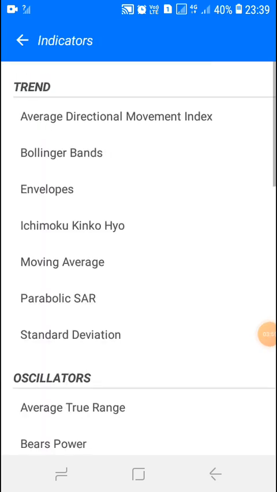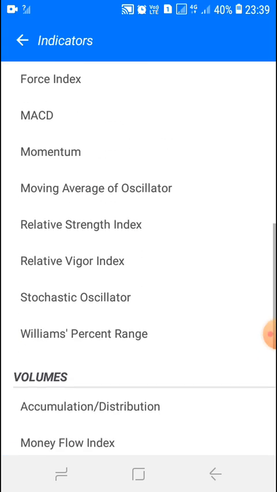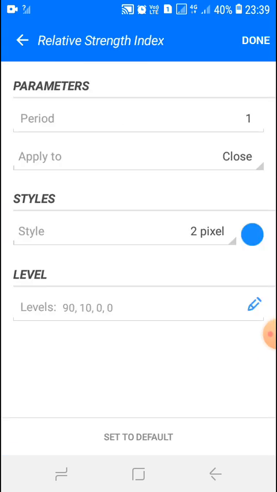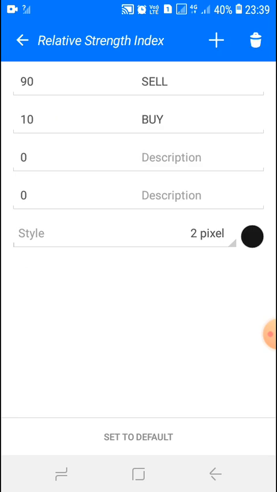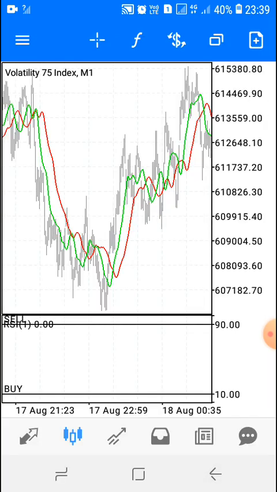Okay, so the next indicator we're going to need is our RSI. Remember, the period should be 1, applied to close, levels 90 and 10. Next to 90, you're supposed to type in sell, and 10 is your buy level. Now it's going to look like this.